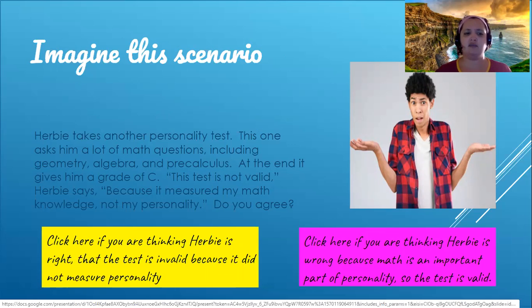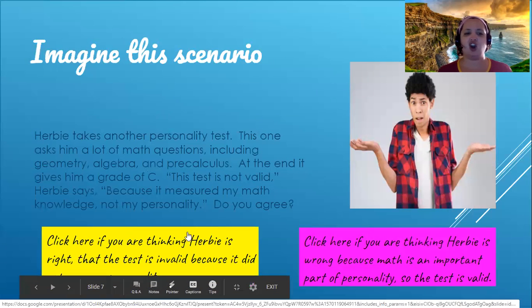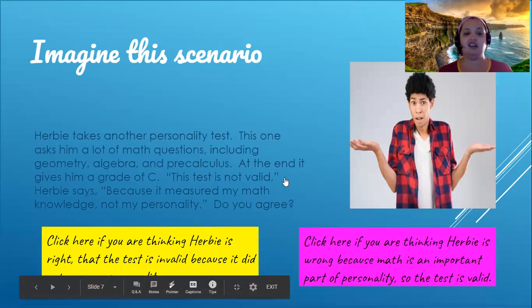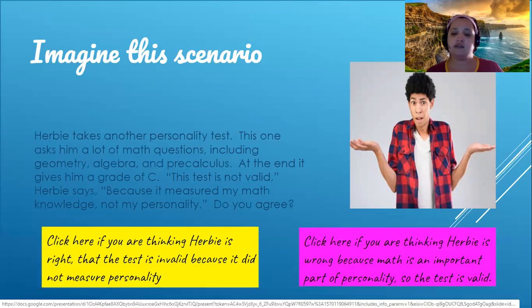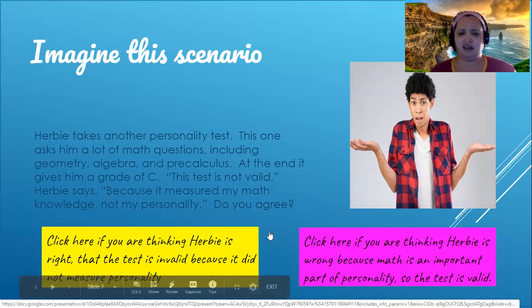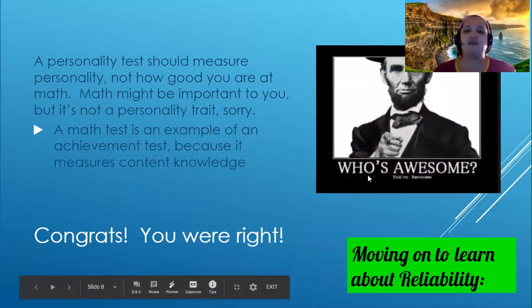So do you agree? We click here if we think that Herbie is right, that the test is invalid because it did not measure personality. And we want to click here if we think Herbie is wrong because math is an important part of personality. Therefore, the test is valid. Well, I sure hope math is an important part of personality because that was always a bit of a struggle for me. All right, we were right.